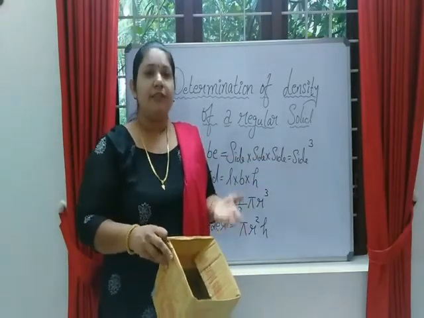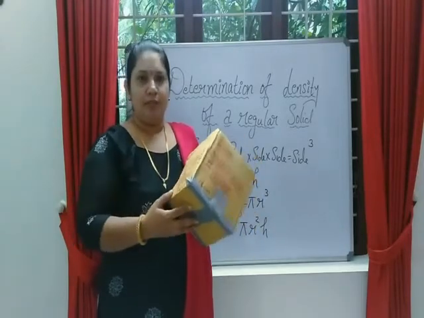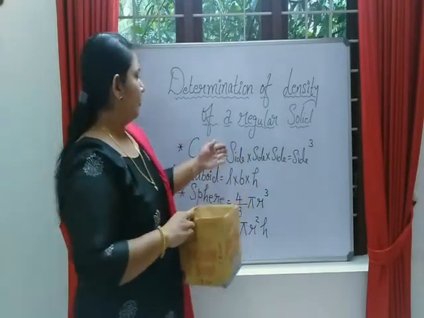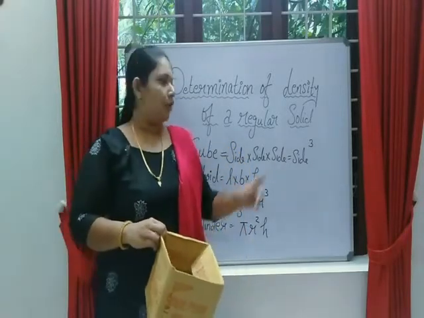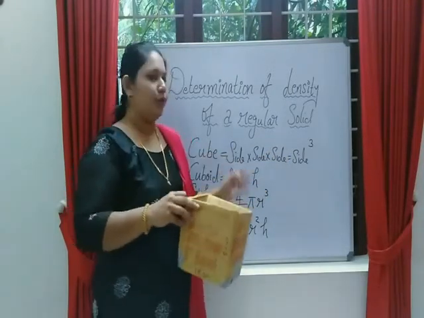Why are we using side into side into side? Because all the sides are equal. Since it is a cube, all the sides are equal. So we can find the volume using side cube. Okay, so that is the first one, volume of a cube.